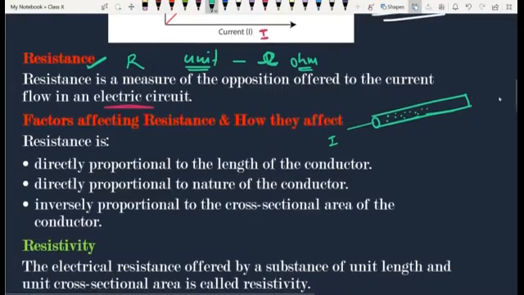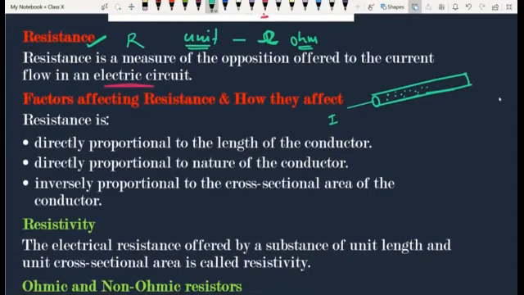Now, factors affecting resistance. Let us talk about how these factors affect the resistance of a conductor. Resistance is directly proportional to the length of the conductor. If the length of a conductor is more, then obviously it will provide more opposition to the flow of electrons. That's why the resistance is directly proportional to the length of the conductor.